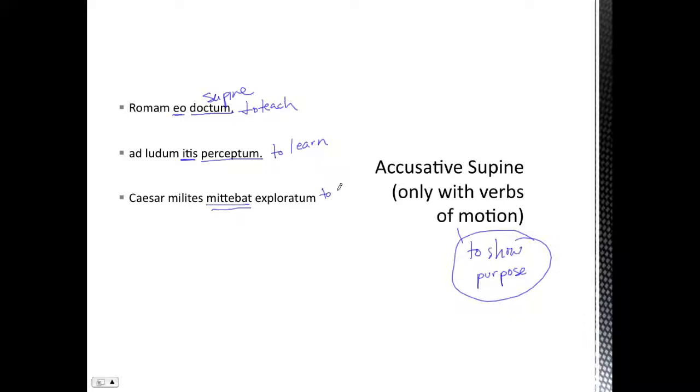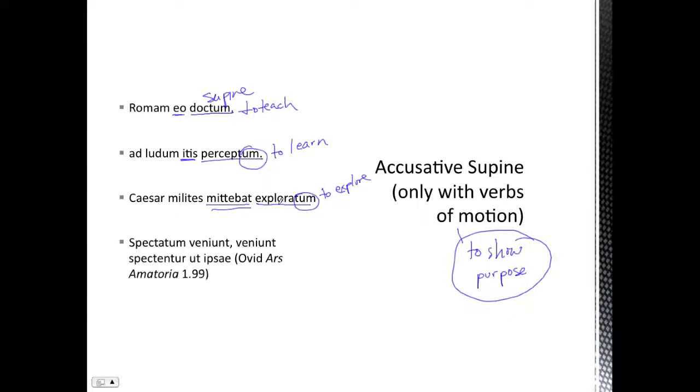Caesar milites mittebat exploratum. Caesar sent soldiers, or was sending soldiers, there's your verb of motion. To explore, to spy, to reconnoiter, right? To explore, we'll say. So there's our supine again. Always ending in um, no preposition, but showing purpose.